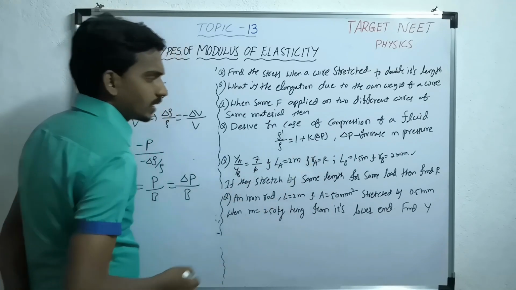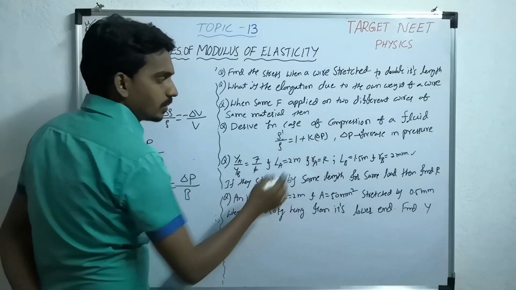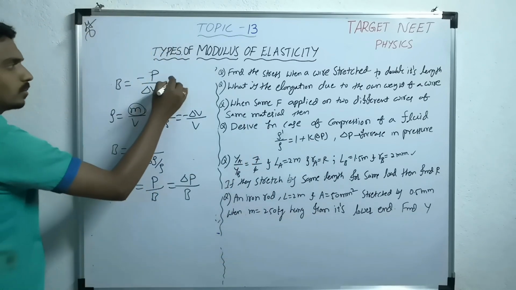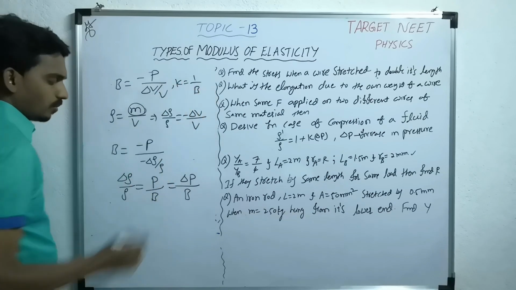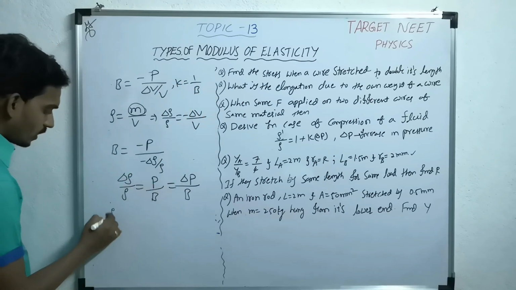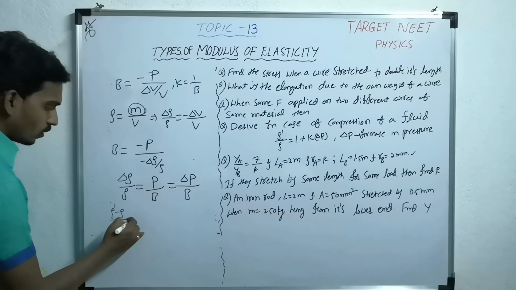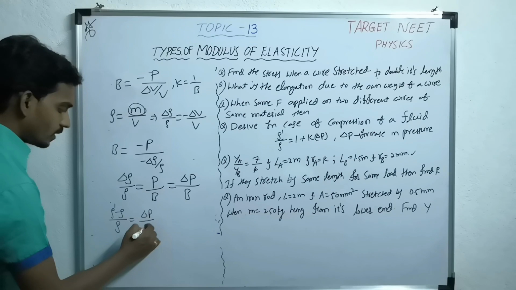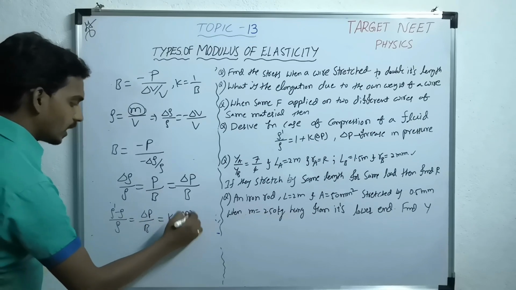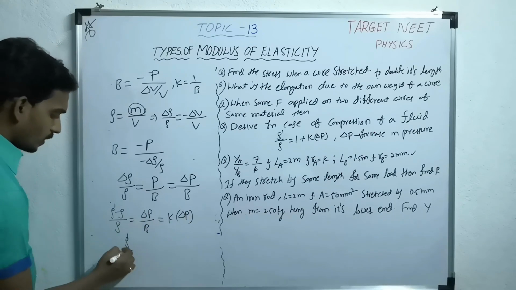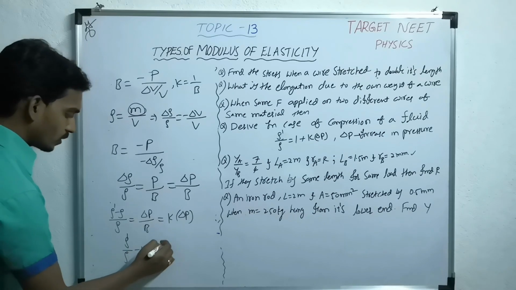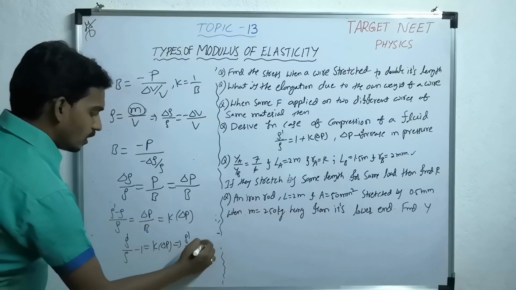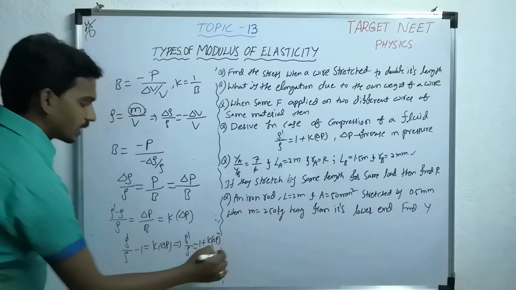What is K? Here it is the compressibility of the liquid, which is nothing but, as I told, 1 by bulk modulus. So delta rho, that is rho dash minus rho by rho, equals delta P by B, which is nothing but K times delta P. So rho dash by rho minus 1 equals K delta P, which implies rho dash by rho equals 1 plus K times delta P.